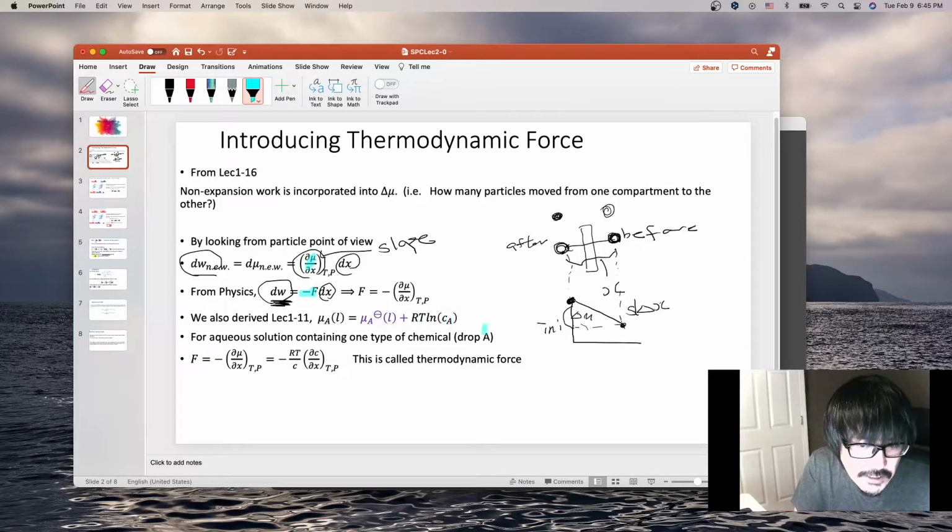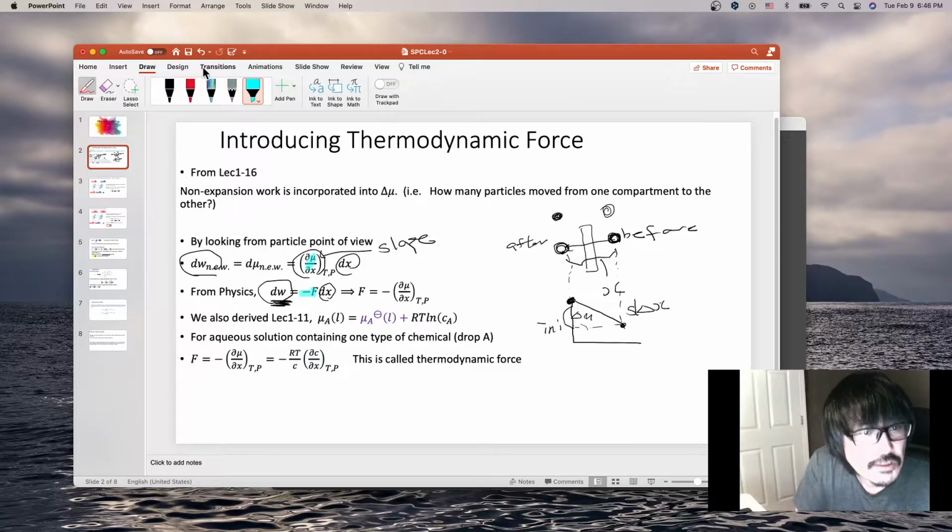You can find this one in the equilibrium constant for the liquid phase, right? Then if I actually have the aqueous solution with just a chemical A dissolved in there, then we can drop this subscript A because there is only one chemical in the aqueous solution. Then that F is equal to minus dμ/dx. Note that I don't have A here. At constant temperature and pressure, it is equal to minus RT divided by C of that one.